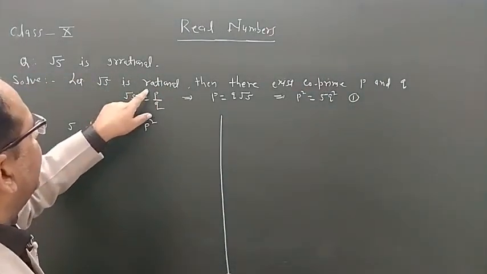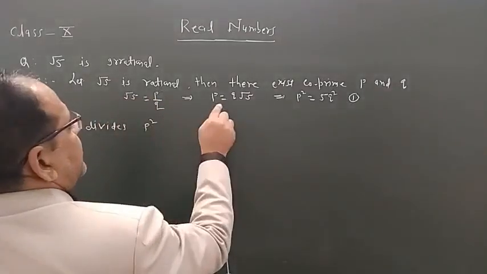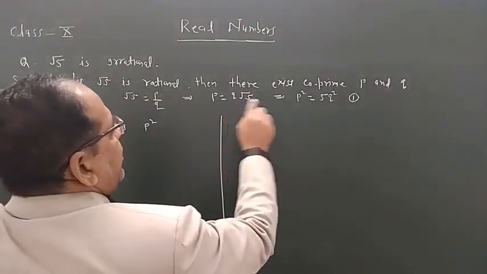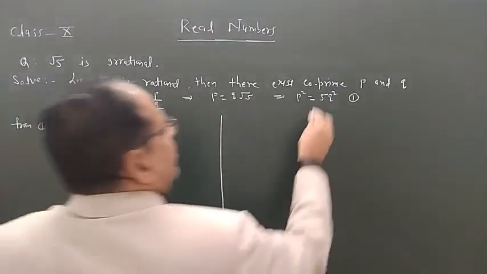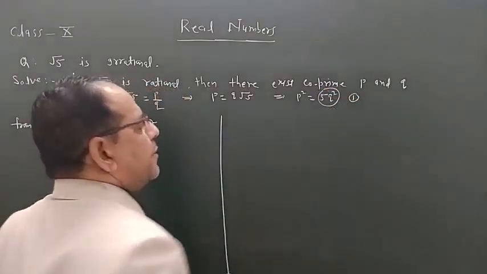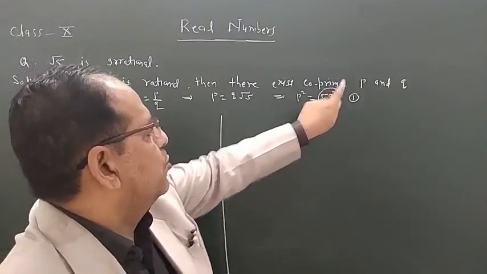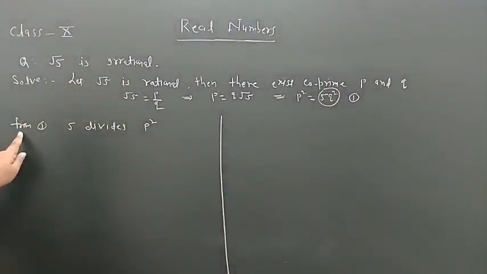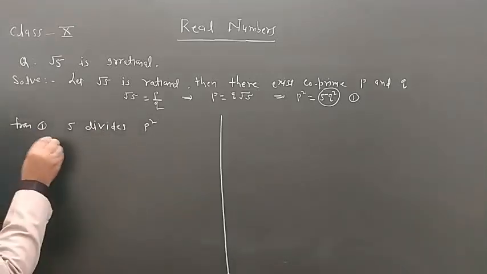Then root 5 can be expressed in the form of p upon q. Taking cross multiplication, p equals q root 5. Squaring both sides, we have p square equal to 5q square. This way of writing shows that 5 divides 5q square, so we can write from the first that 5 divides p square.